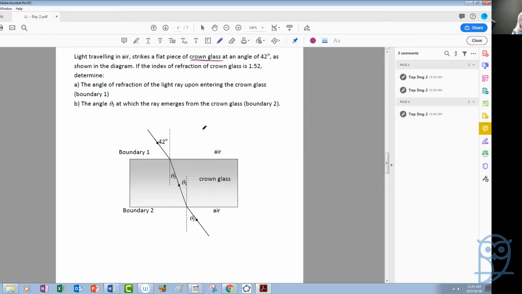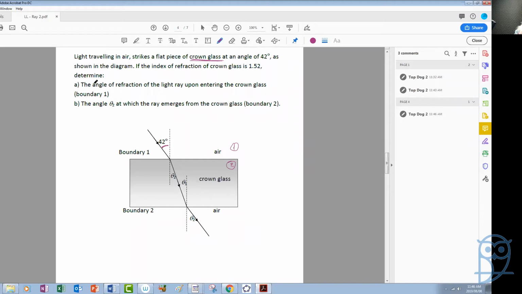First of all, be careful, we always have to make drawings here. If the problem does not give a diagram of some sort, we must draw it ourselves. Remember, in physics, we need drawings. We don't do anything without a drawing. So here we have this piece of crown glass, and here is the ray of light that strikes the crown glass at an angle of 42 degrees. Obviously, this is the angle of incidence. This is the air, so the light comes from the air and strikes the crown glass. Let's call this medium 1 and this medium 2: air and glass.